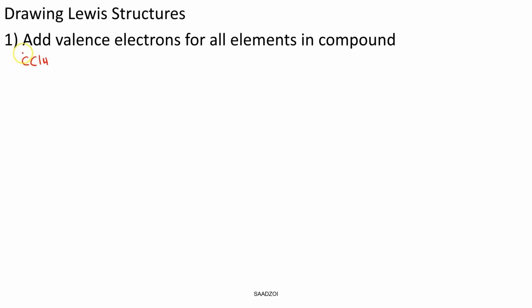Carbon's group 4A, so it's got 4 valence electrons. Chlorine's group 7A, so that means it has 7 valence electrons. There are 4 chlorines, each of them giving 7. So the total coming from chlorine is 28. So our total is just adding those two together. So you have 32 valence electrons.